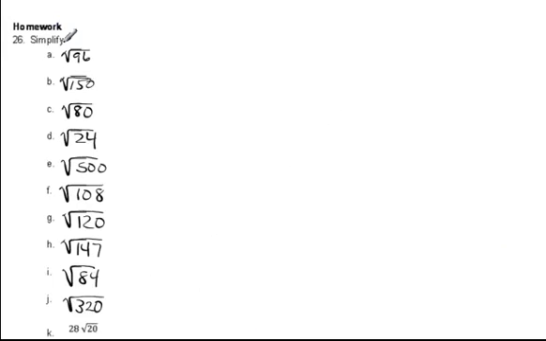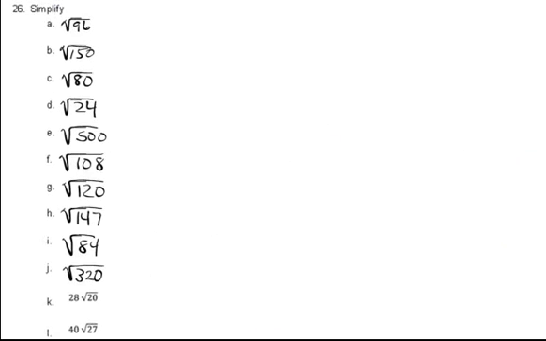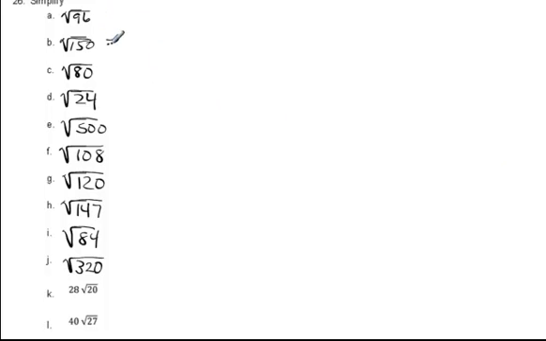All right, so let's do just a couple of these. How about 150? Well, let me see. 4 doesn't go in there. 9, 16, 25 does. I think that's it. So that would be 25 times 6. I know the square root of 25 is 5, so I can pull that out. The square root of 6 has to stay there because it's not a perfect square.